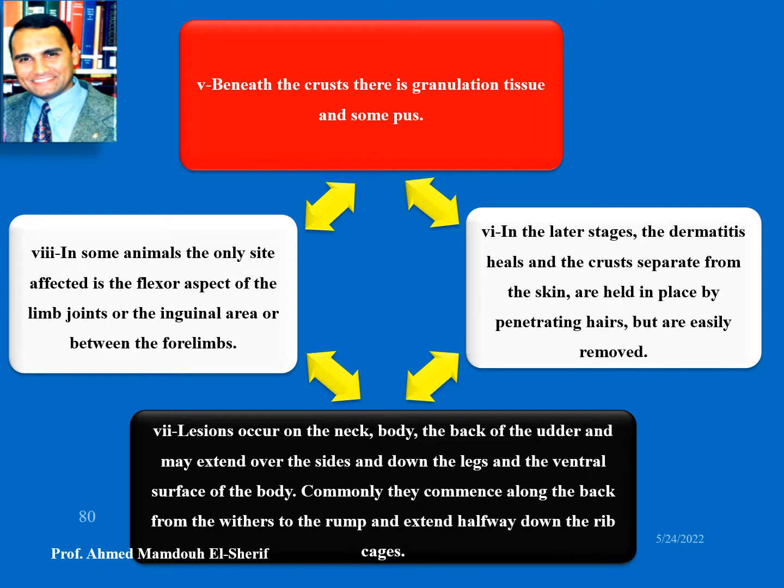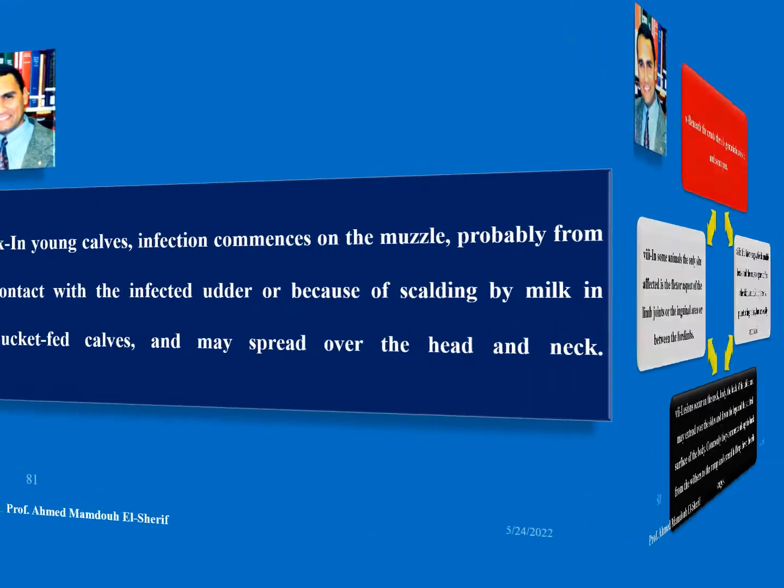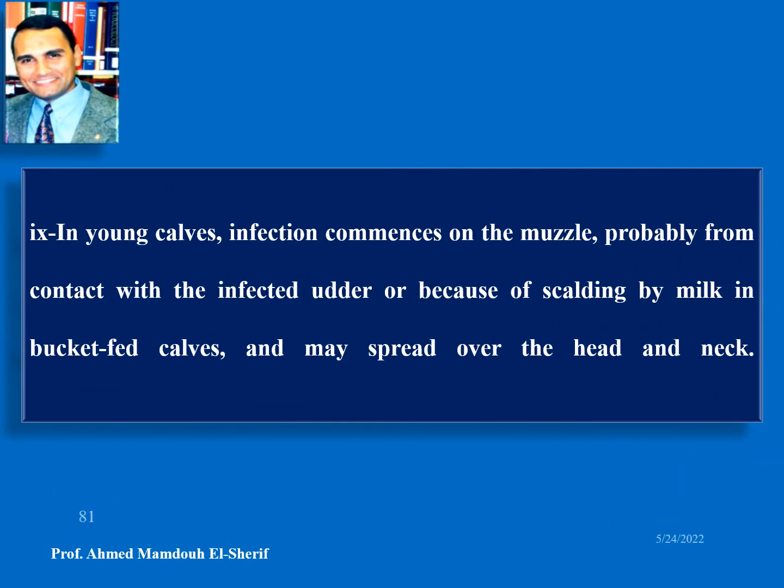Commonly, they commence along the back from the withers to the rump and extend halfway down the rib cage. In some animals, the only sites affected are the flexor aspect of the limb joints, the inguinal area, or between the forelimbs. In young calves, infection commences on the muzzle, probably from contact with the infected udder or because of scarring by milk in bucket-fed calves, and may spread over the head and neck.